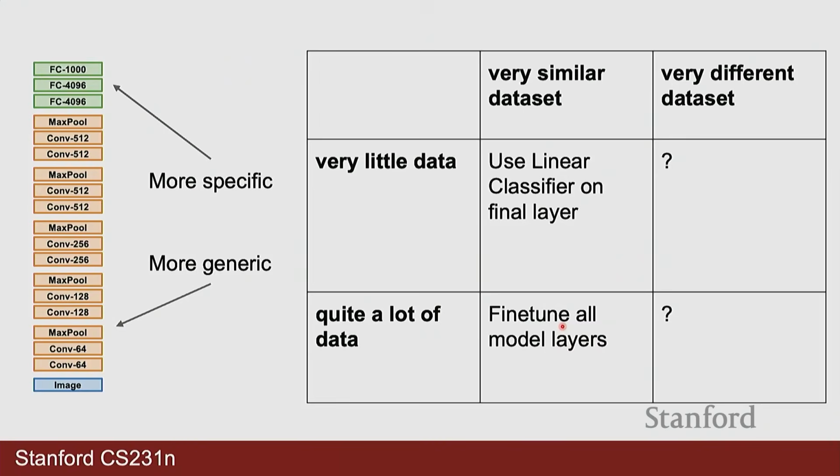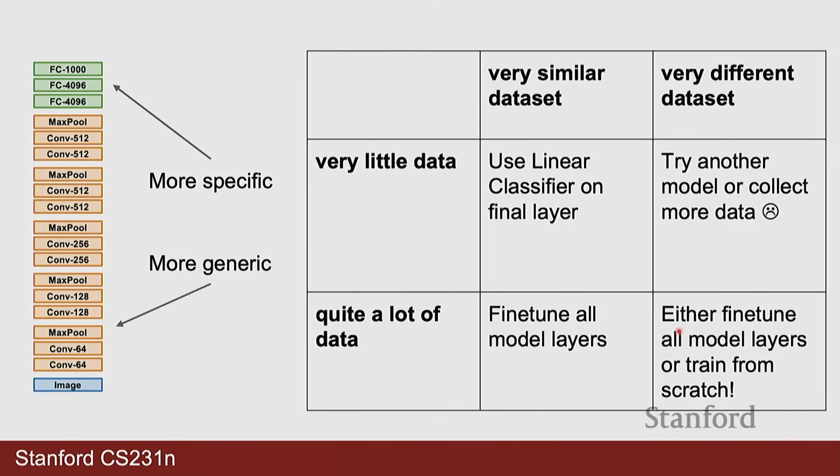But what about when you have a very different dataset? If you have a lot of data, you might just want to start from scratch, or you might get better performance if you still initialize. Here you would test, but there's no guaranteed way to know whether performance would be better or worse. And if you have very little data and a very different dataset, you probably want to try to find a model that's trained on something close.